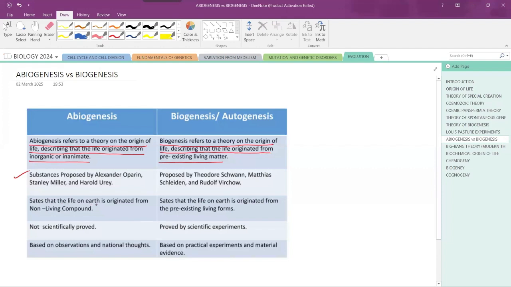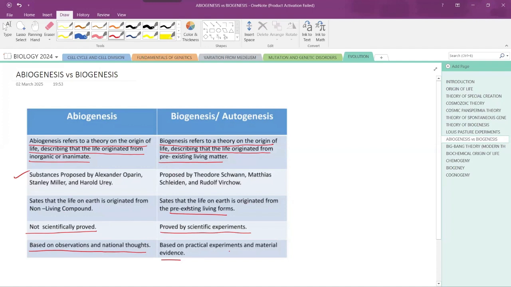Abiogenesis states that life on Earth originated from a non-living compound. Biogenesis states that life on Earth originated from pre-existing life forms. It is not scientifically proved by experiment, but based on observations and natural thoughts, rather than practical experiment and material evidence.